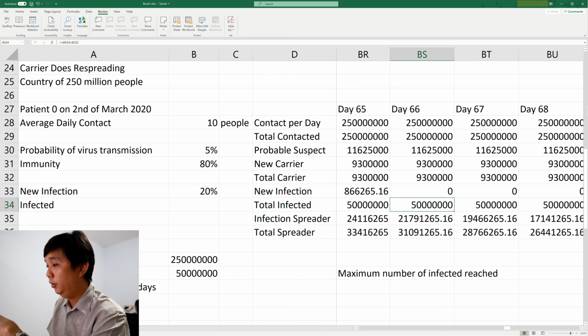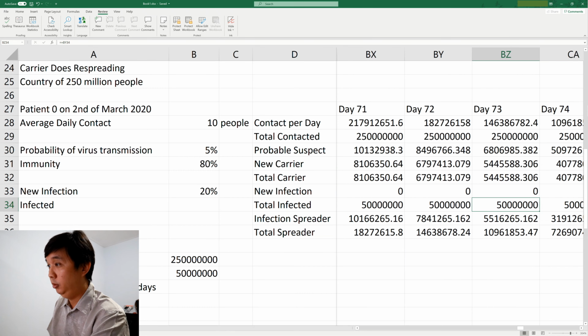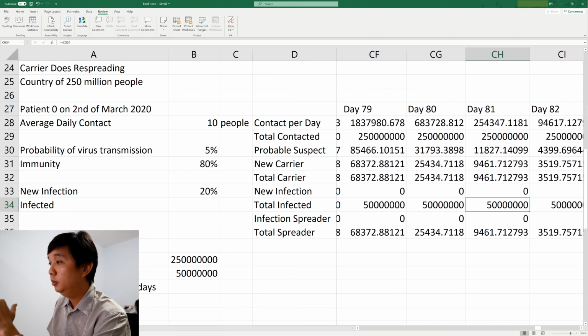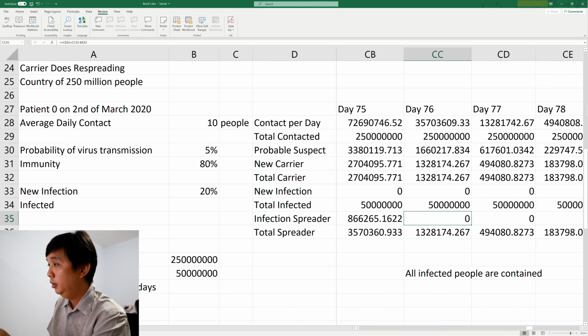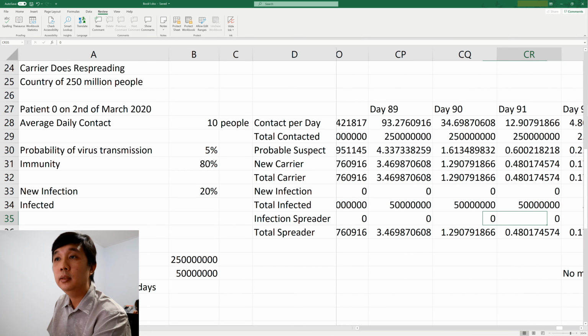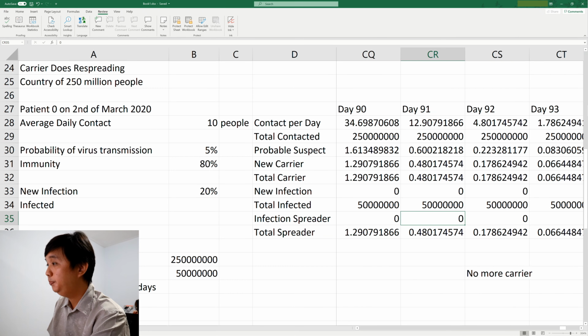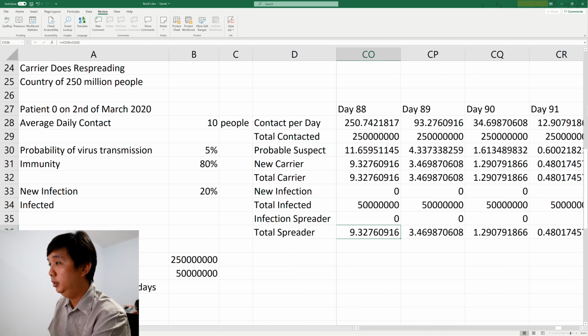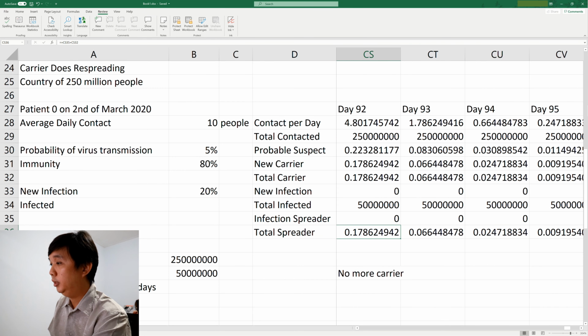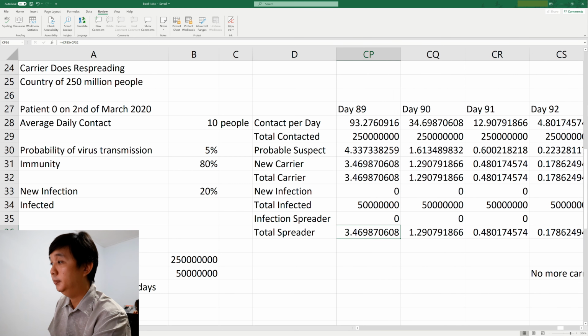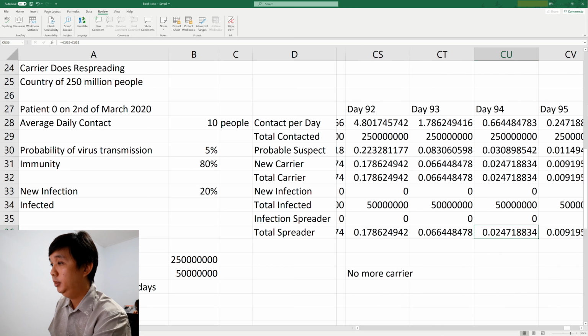and the number of infection reaches its maximum on day 65, and from there we'll go down and down. On day 76 all infected people are contained, either by hospital or they contain themselves. And in this case, on day 91 we got no more carrier, no more infected people. Day 91, yeah, no more carrier, less than 1.